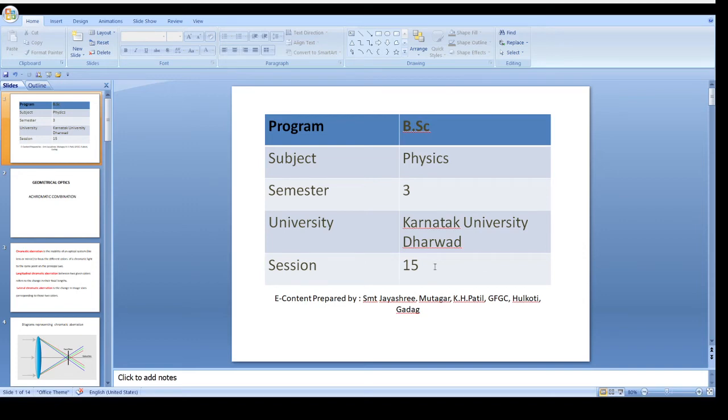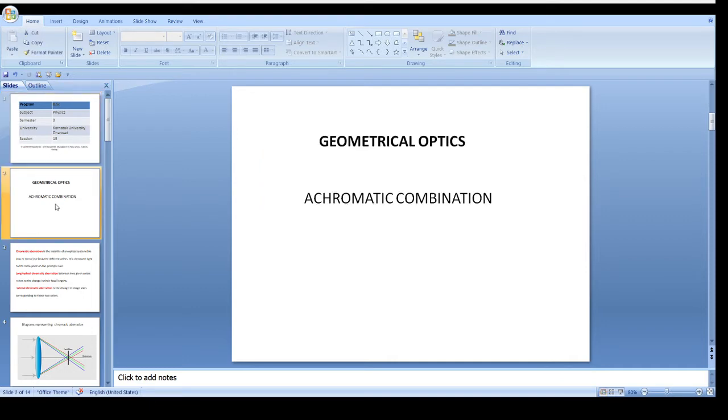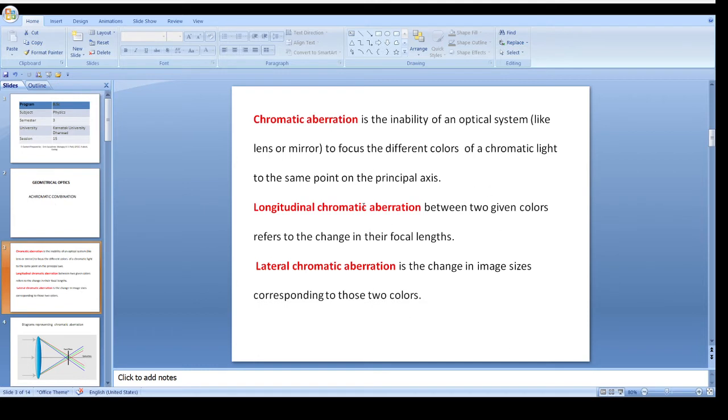Today's session is the 15th, BSc 3rd semester: Achromatic combinations. Chromatic aberration is the inability of an optical system, like a lens or mirror, to focus the different colors of a chromatic light to the same point on the principal axis. Longitudinal chromatic aberration between two given colors refers to the change in their focal lengths. Lateral chromatic aberration is the change in image sizes corresponding to those two colors.